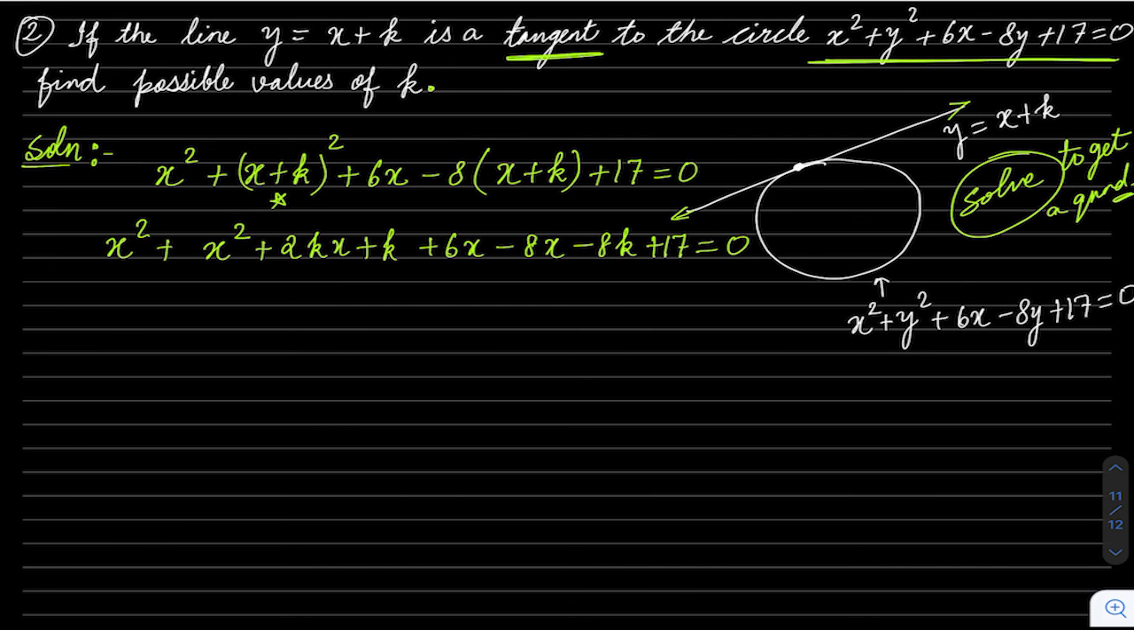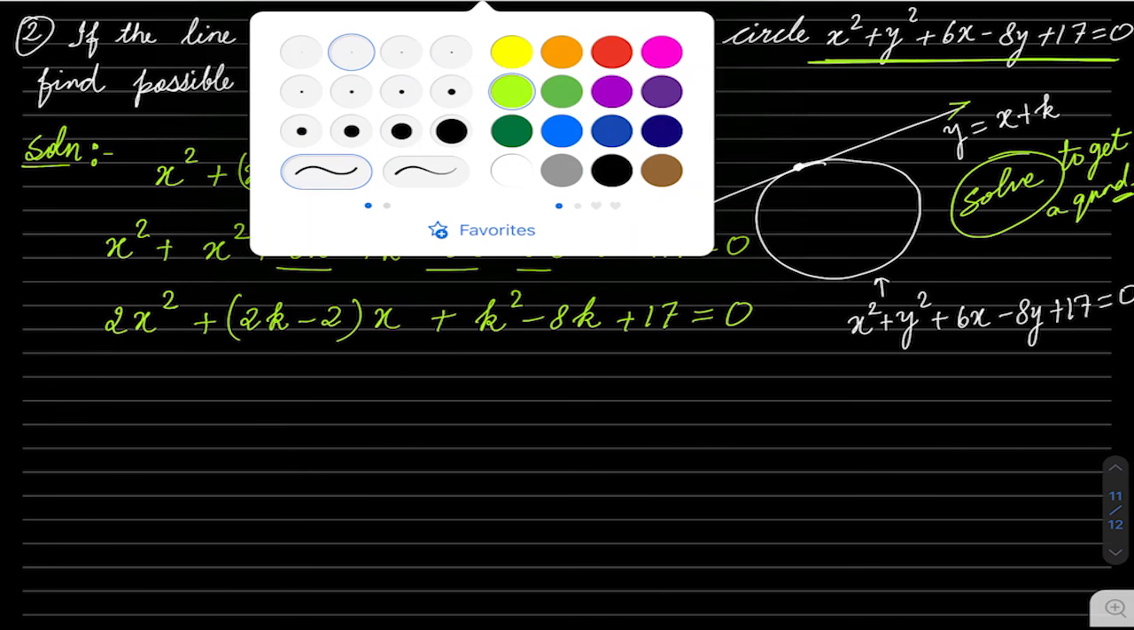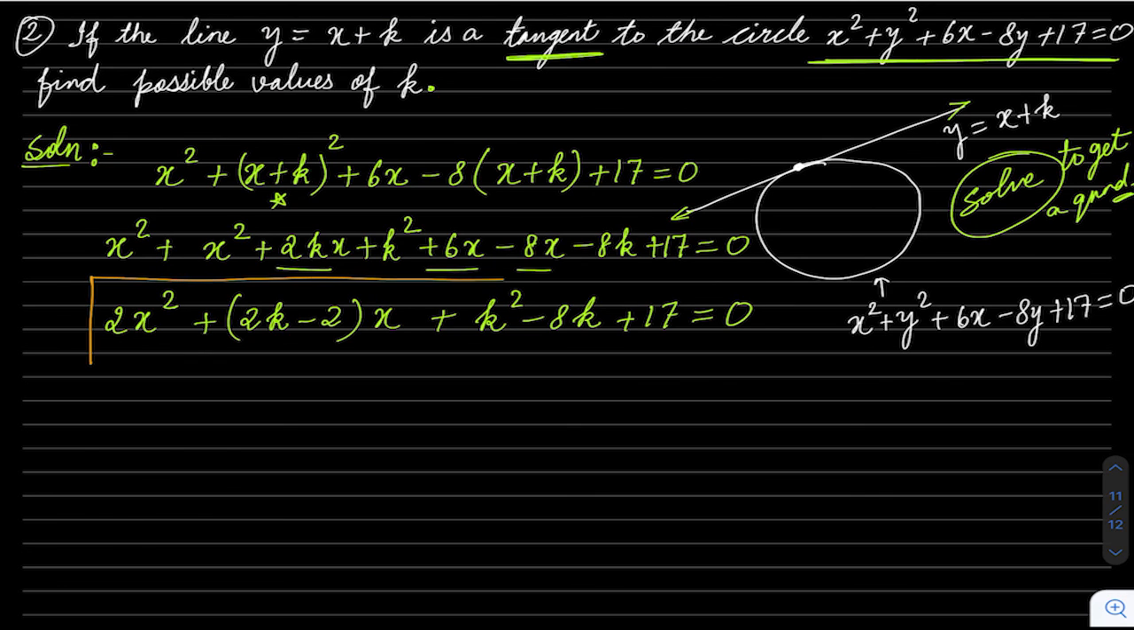Now again collect the like terms. This is not x square, this is k square. So we will get 2x square and we will get x terms. So these are my x terms: 2k minus 2 times x, plus the rest of the terms which do not have any x. So k square is there, minus 8k is there and 17 is there. So now this is the quadratic that we are getting after substituting y as x plus k in the circle equation.